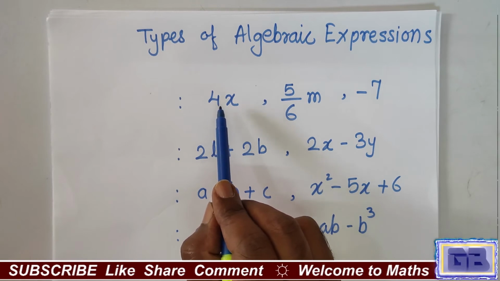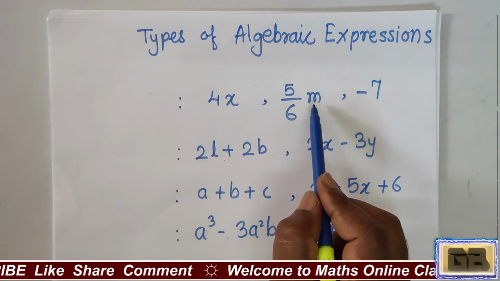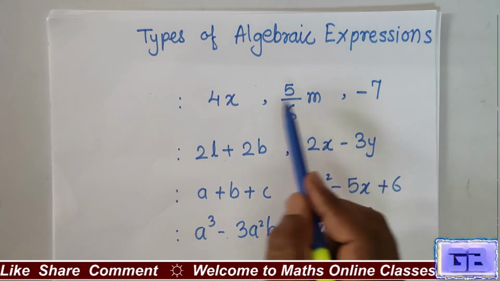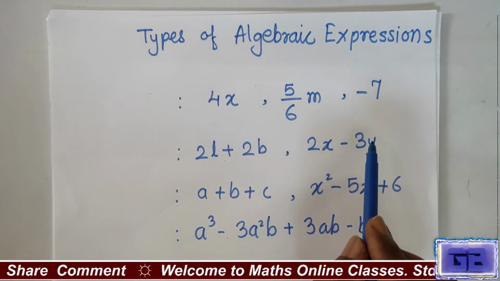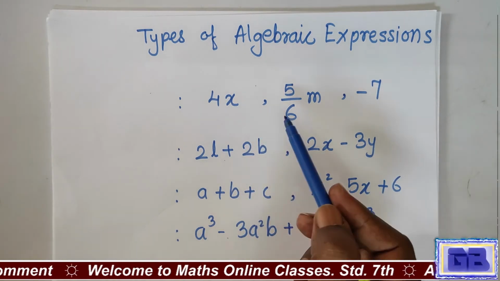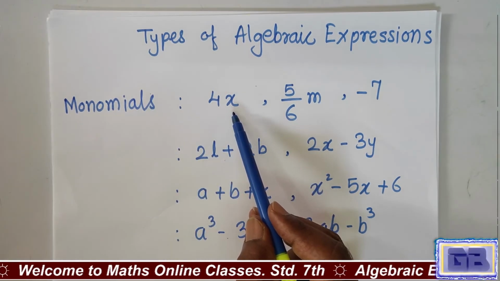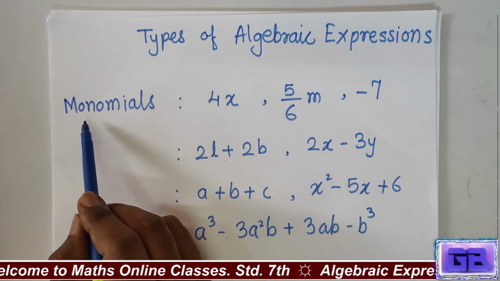It's only a single term. 5 by 6 is also a single term, or negative 7. All these are single terms. Therefore, an expression with a single term is called a monomial.